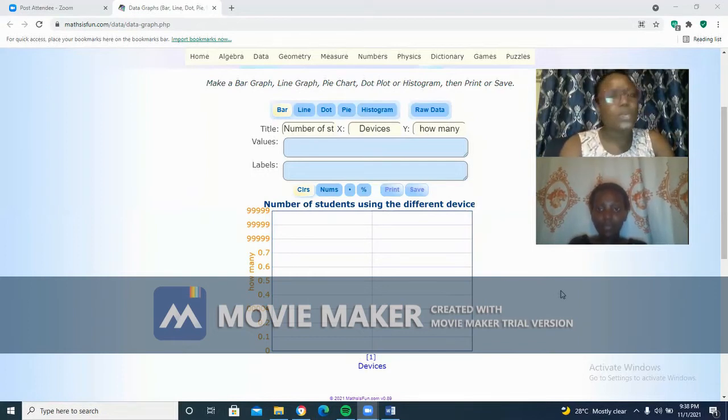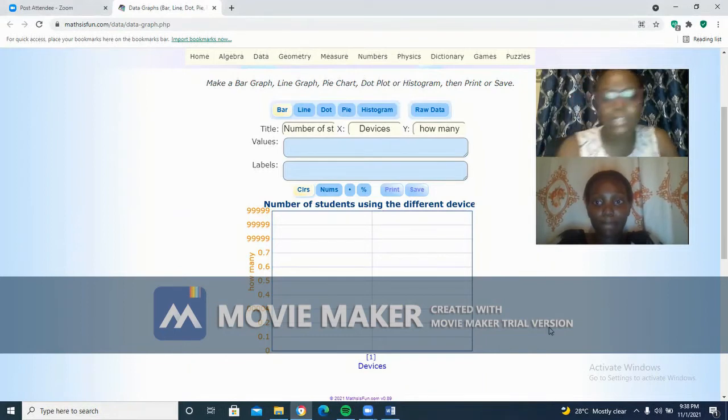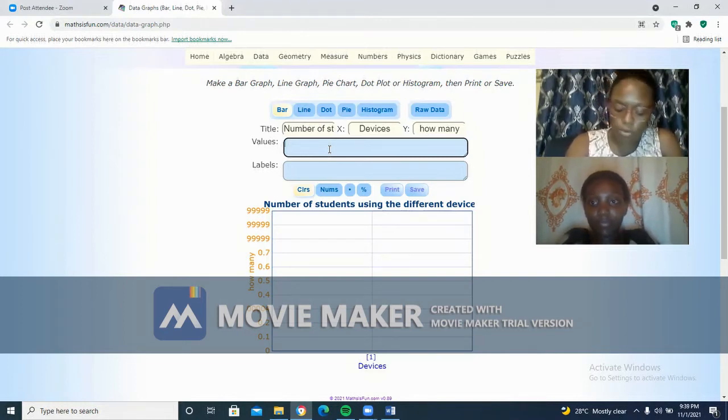1, you will need to collect information to insert on our bar chart. And we already did that. So that's checked off our list. Secondly, we'll give our bar chart a title. The name of our bar chart for today is Number of Students Using the Different Devices. Thirdly, we'll enter the values and labels in the assigned slot using commas to separate each figure and device.